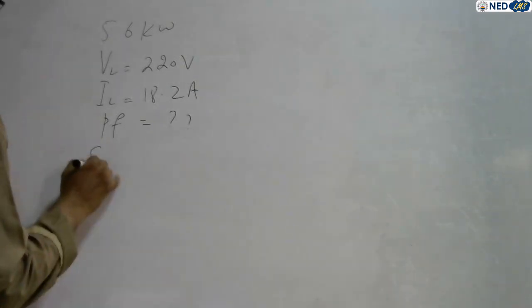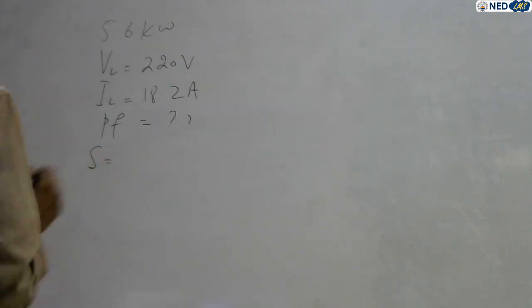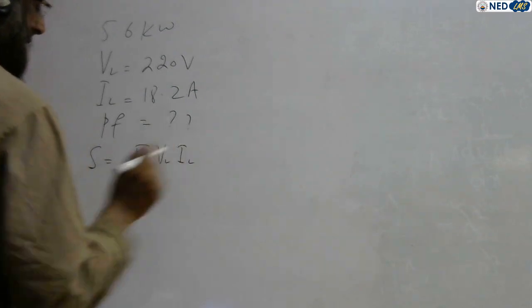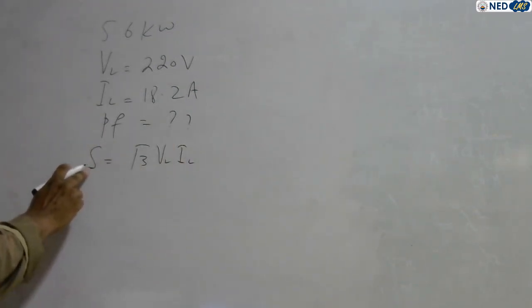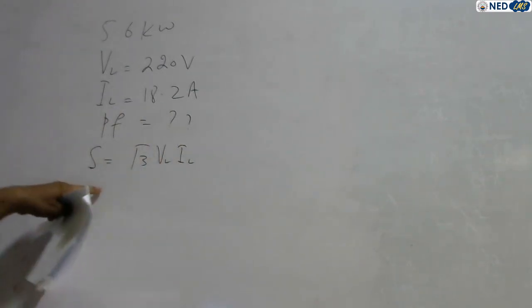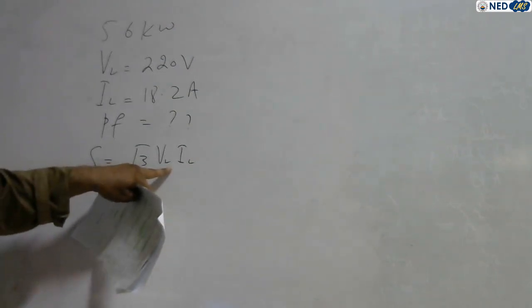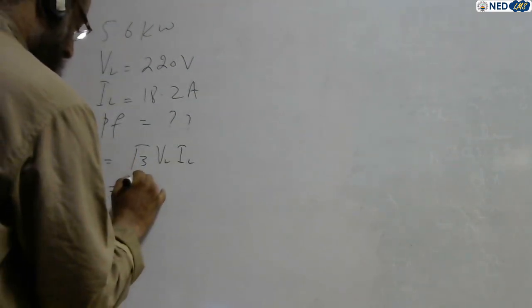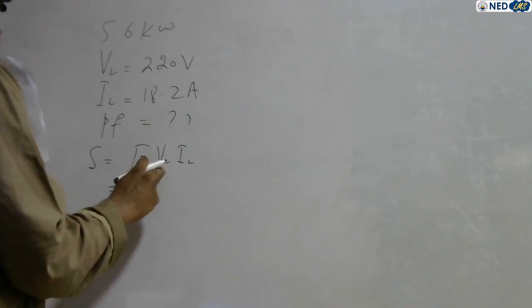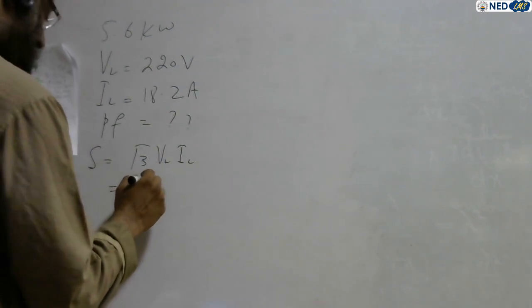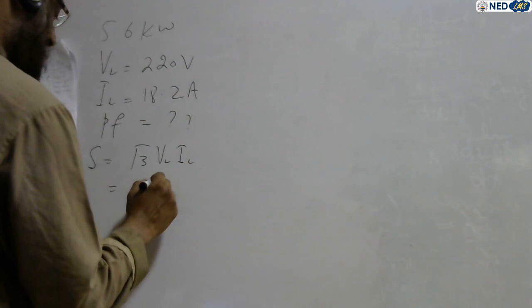So recall the formula of the complex power. It was nothing but root 3 times line voltage times line current. See, the apparent power is measured in volt-amperes. No need to multiply by cos. When you multiply it by cos, you will get active power. When you multiply it by sine, you will get reactive power. So here we are going to calculate apparent power, the total apparent power drawn by the motor. All the information is given to us. Line voltage is given, line current is given. Just put the values, and you will get the apparent power drawn by the motor.